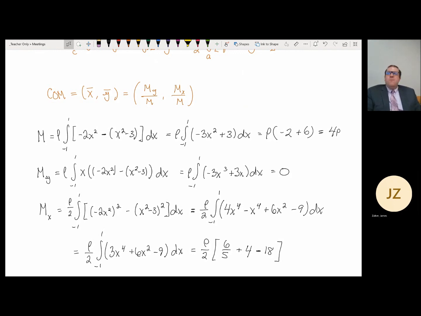Essentially what My is measuring is distance from the y-axis times mass. Distance from the y-axis is horizontal, which is an x. That's why that goes with x bar. It's called the y moment because it's measuring the moment with respect to the y-axis.